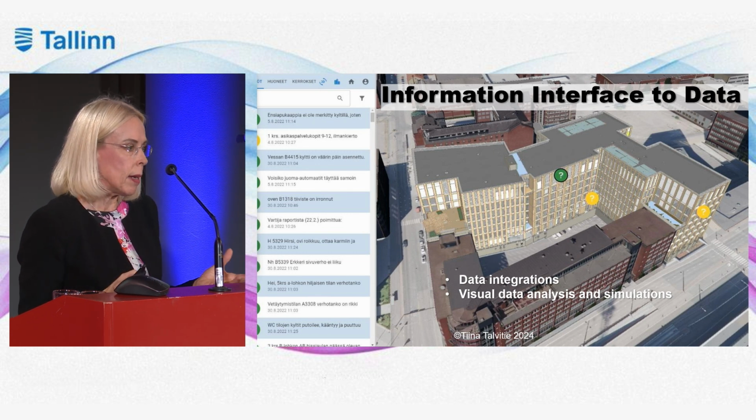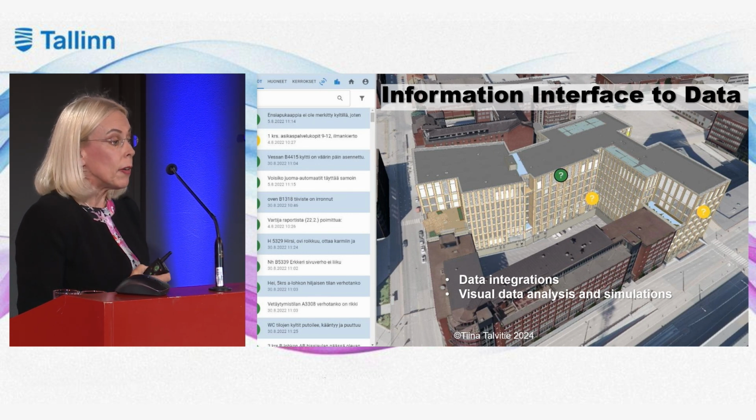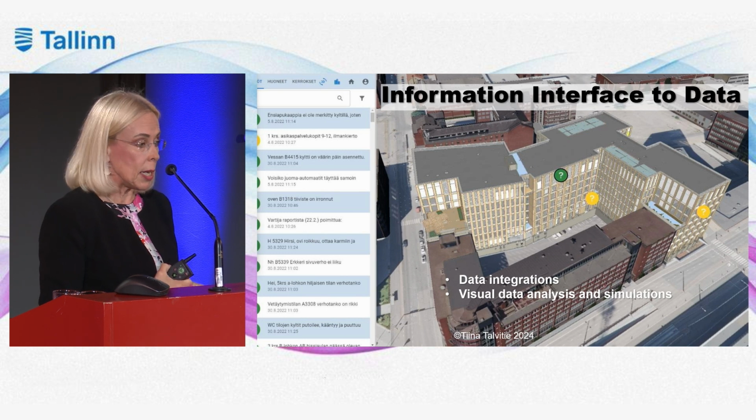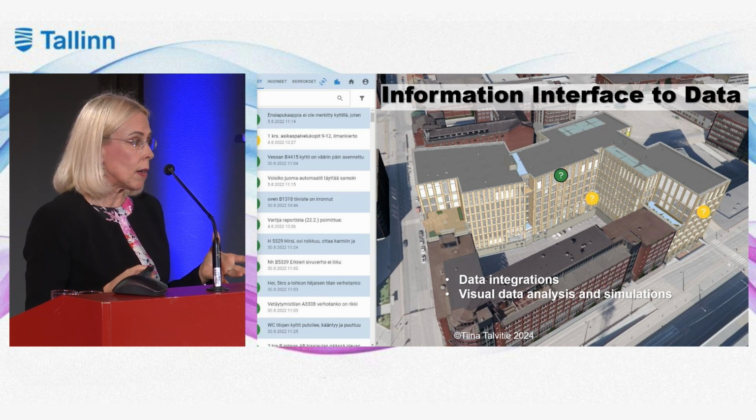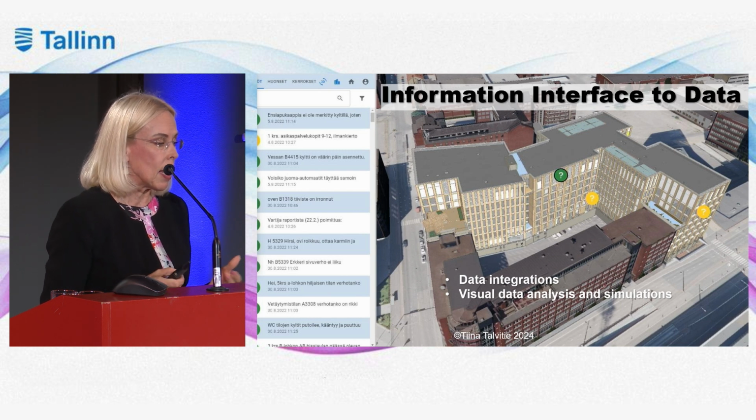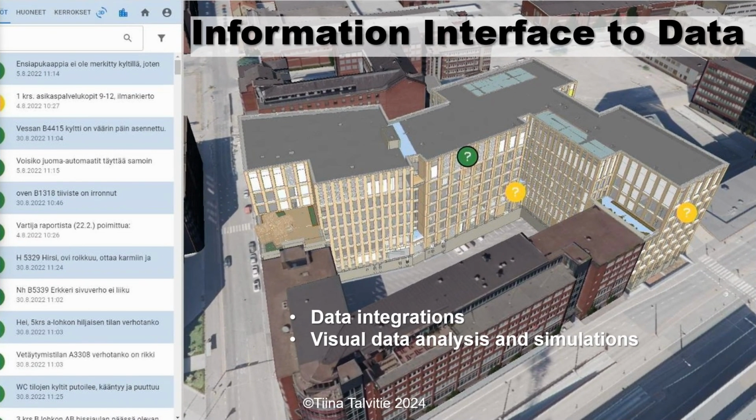Well, a digital twin can be an information interface to data. It is possible to integrate data from different data sources and offer different kinds of visualizations, analysis, and simulations. And these pictures are from our proof of concept projects. For example, here the case is such that the maintenance book is integrated to this building.